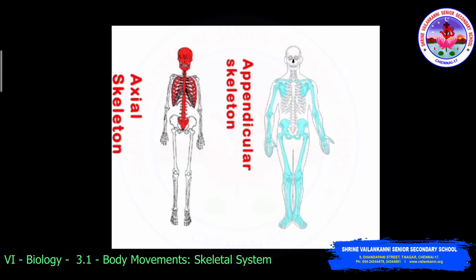Whereas for the appendicular skeleton, you can see the blue color marking. Wherever the blue color marking is present, in the shoulder and leg, you can see the appendicular skeleton. So this picture gives you clear information about the axial skeleton as well as the appendicular skeleton. So let us discuss each.